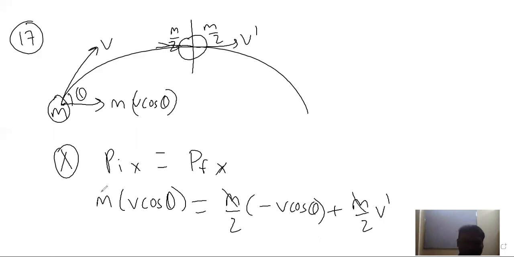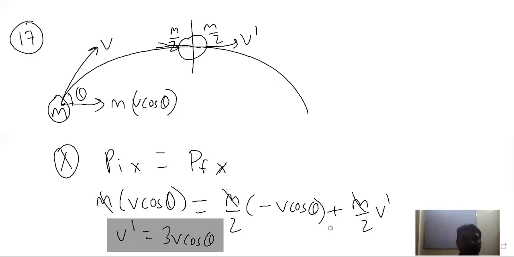So m cancels on both sides. On solving, we get v dash is 3v cos theta. So this is the correct answer to this question. V dash is 3v cos theta. I hope now you understood how to solve this question by conservation of momentum along the horizontal direction. After this, let us take up question number 18.